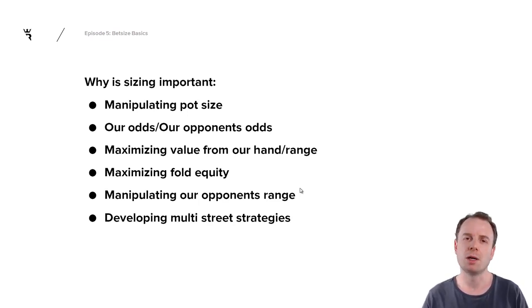And that brings us on to developing multi-street strategies, where you can use different bet sizings with the intention of using specific bet sizes on the next street, because you've manipulated your opponent's range in such a way that he's going to get to the turn or the river with a range which you're going to be able to exploit, because you know it's either weak or it's strong because of your bet sizing on previous streets. Okay, so there are a number of reasons why bet sizing is important. They're not the only reasons, but it's a general overview.